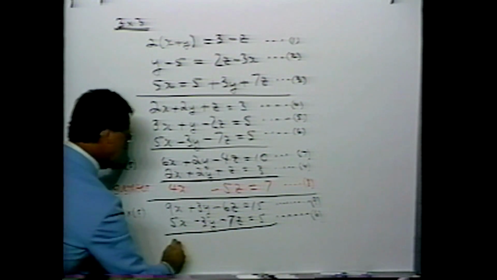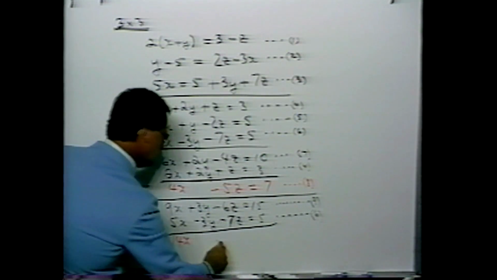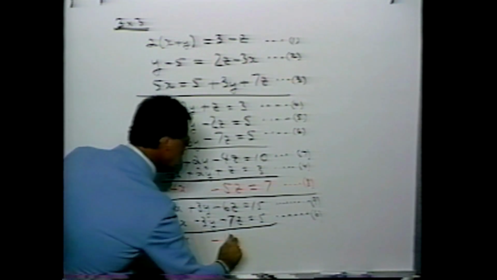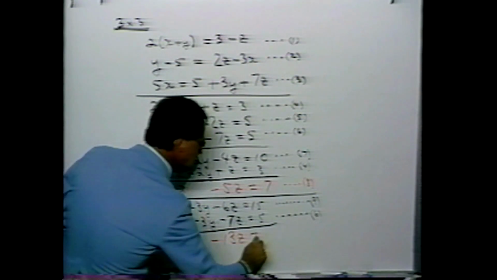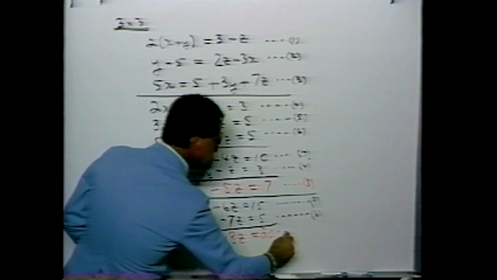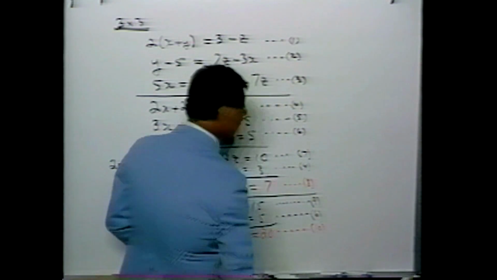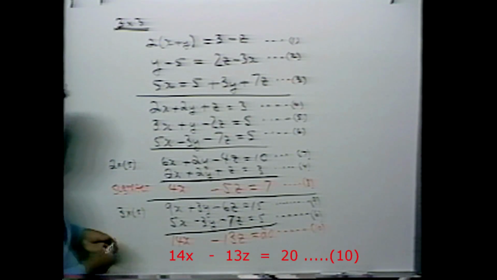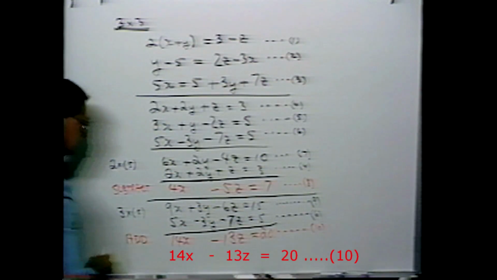Adding, I have 14x plus 0 minus 13z equals 20. And that's a new equation, and that's equation number 10. Now I will write in what I did here, which was to add.